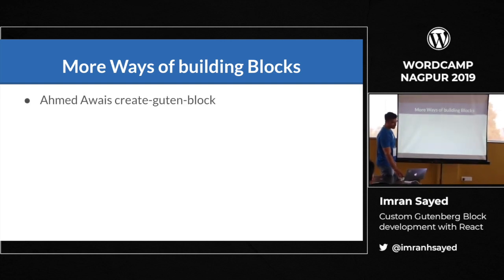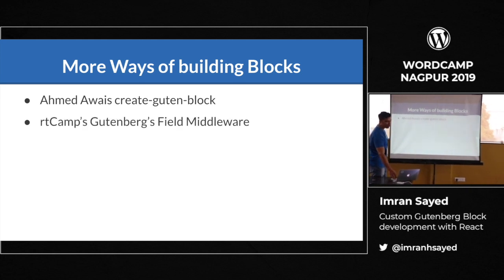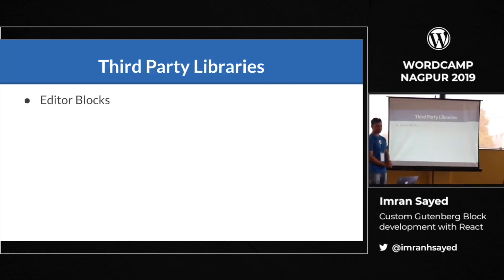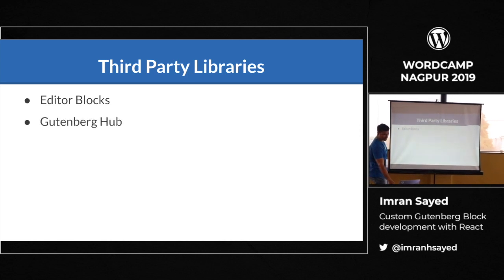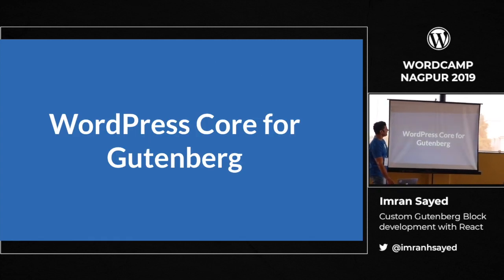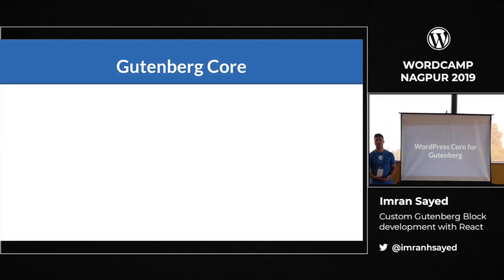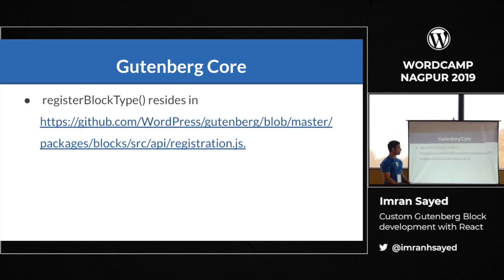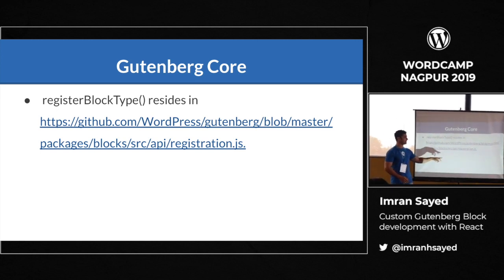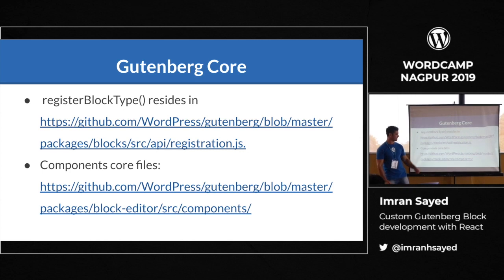So there are more ways of building blocks. You are already aware of create-guten-block, a kind of boilerplate. We have RTMedia's Gutenberg Fields Middleware as well that you can use. There are third-party libraries available, for example Editor Blocks, Gutenberg Hub, Gutenberg Cloud. And if you want to go into detail of WordPress core for Gutenberg for development or contribution and more, you can go to the WordPress repository for Gutenberg. For example, registerBlockType, you can find it in this file. Similarly, the components core files are available here in the components, right?